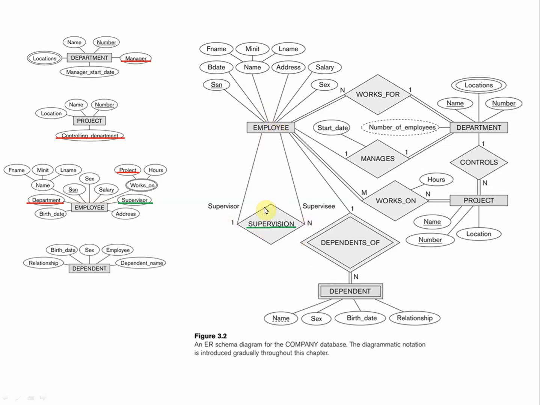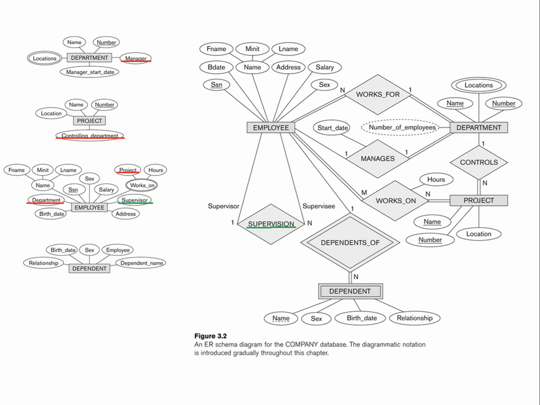Employee has a recursive relationship called supervision. So employee is a supervisor of multiple supervisees over here. Since not every employee is a supervisor, this is a single line over here. If we look in the other direction, employee has one supervisor, goes back over here. Think about this: why did I put a single line over here? That indicates some employee does not have a supervisor.